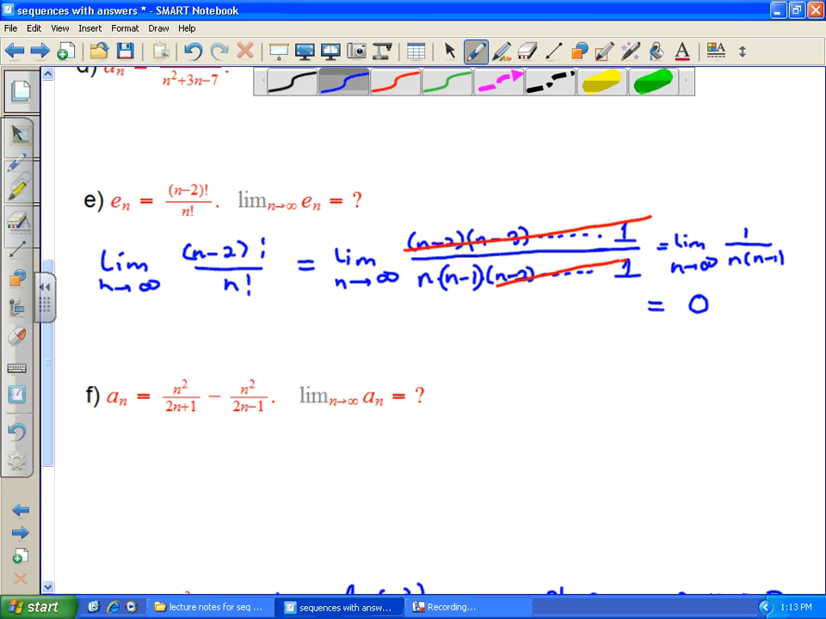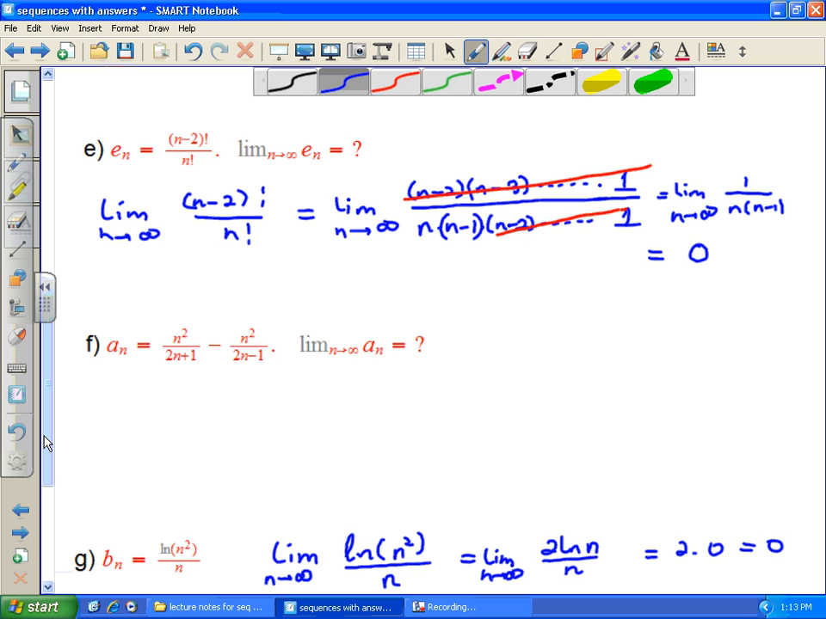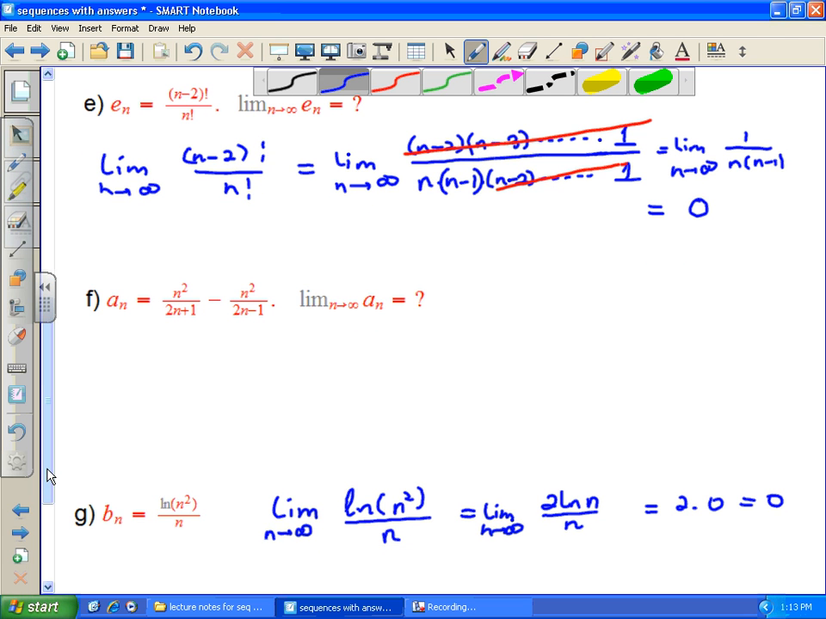And how about the next one, part F? This was something we did the other day, but ignore G for now, just F. Yes, Joshua? Well, first I took the common denominator and subtracted the two fractions. So the common denominator is (2n plus 1) times (2n minus 1). Okay. And on the top you will have n squared times quantity (2n minus 1) minus n squared times quantity (2n plus 1). Would everybody agree?